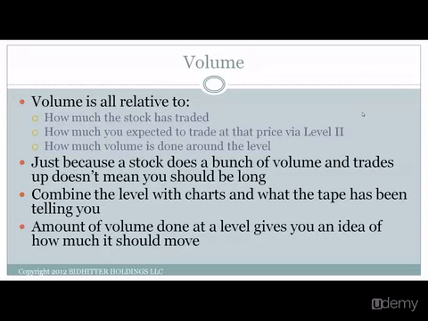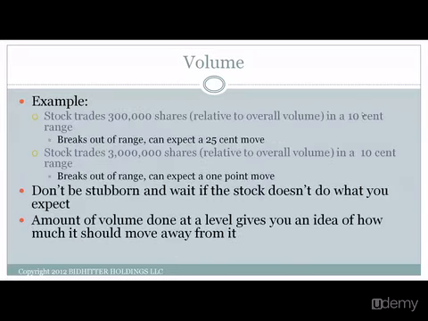The amount of volume done at a level gives you an idea of how much it should move. So, for example, say a stock trades 300,000 shares relative to overall volume in its 10-cent range. If it breaks out, you should expect about a 25-cent move. But say it trades 3 million shares in a 10-cent range, then it breaks out of the range, you expect at least a point.